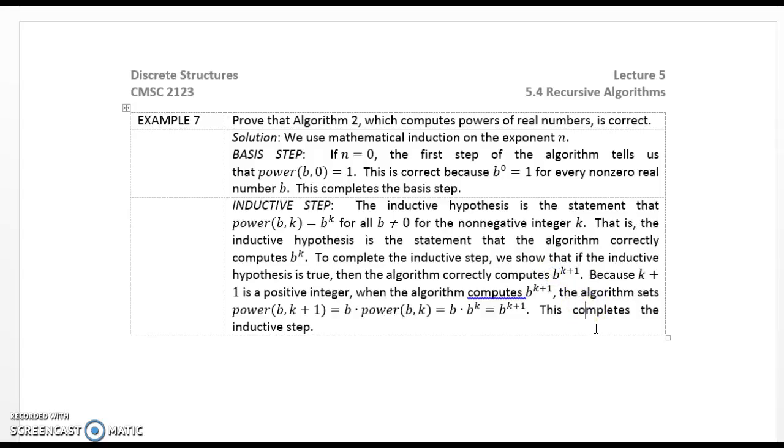Because k plus 1 is a positive integer, when the algorithm computes b to the k plus 1 power, the algorithm sets power of b comma k plus 1 to b times power of b comma k, which is equal to b times b to the k power, which is equal to b to the k plus 1 power. This completes the inductive step, and it completes our lecture.